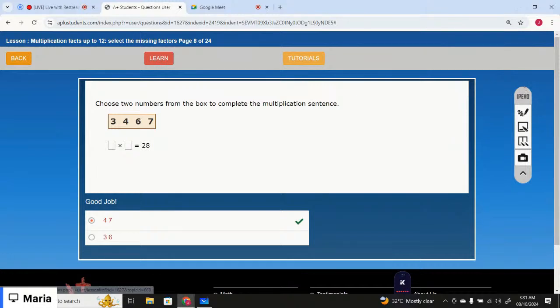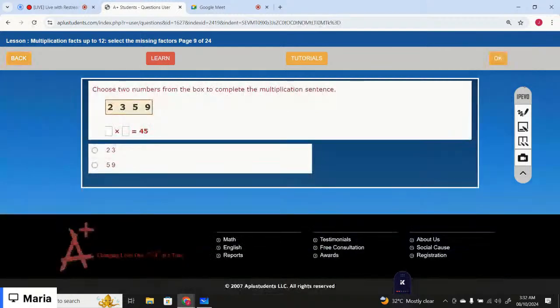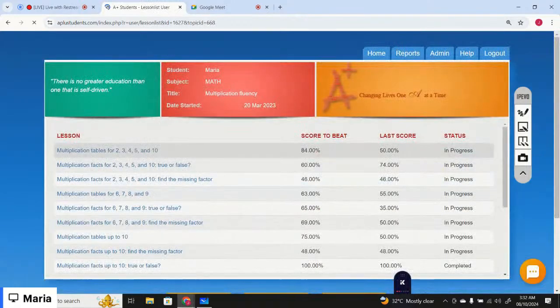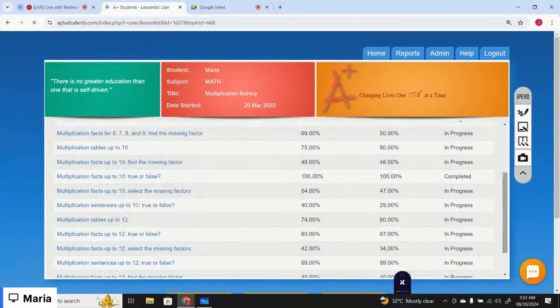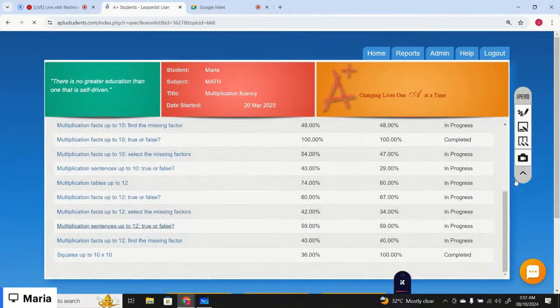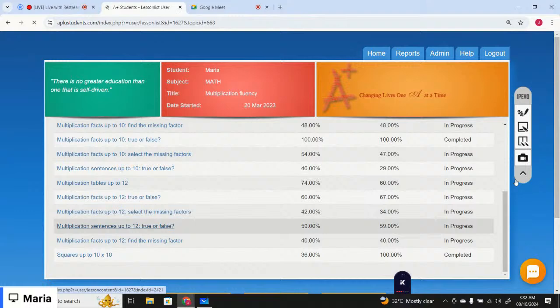Okay, you can complete the lesson by yourself later today. Let me just move on to the next lesson. And the next lesson is the multiplication sentences up to 12, true or false. Let's just start the lesson.